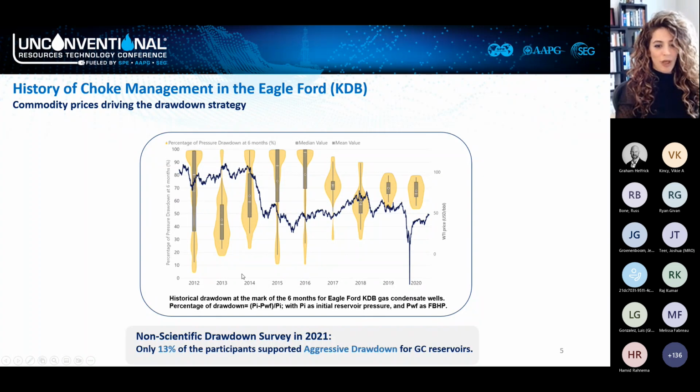So let's look at this plot, which shows on the y-axis the percentage of drawdown at the mark of 6 months from the onset of production for these Eagle Ford KDB gas condensate wells for a particular asset that has historically been managed by 3 different operators. It's showing the percentage of drawdown from the year 2012 all the way to year 2020.